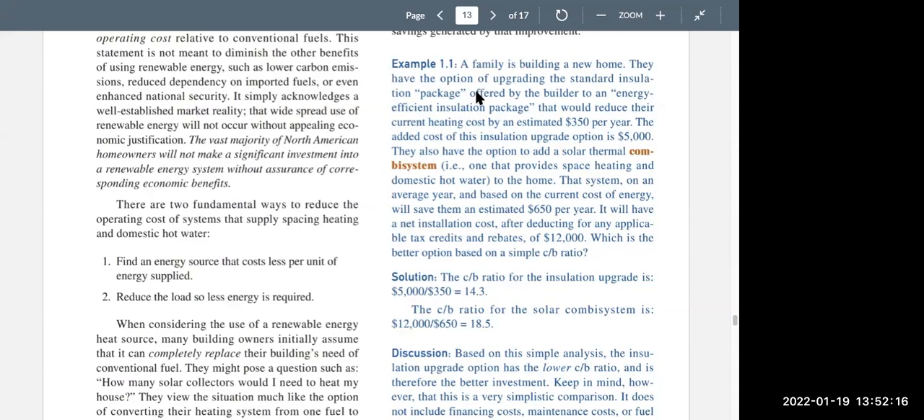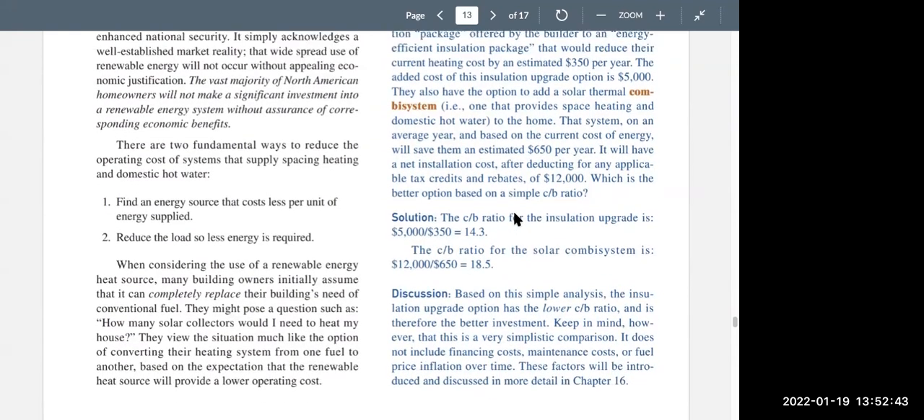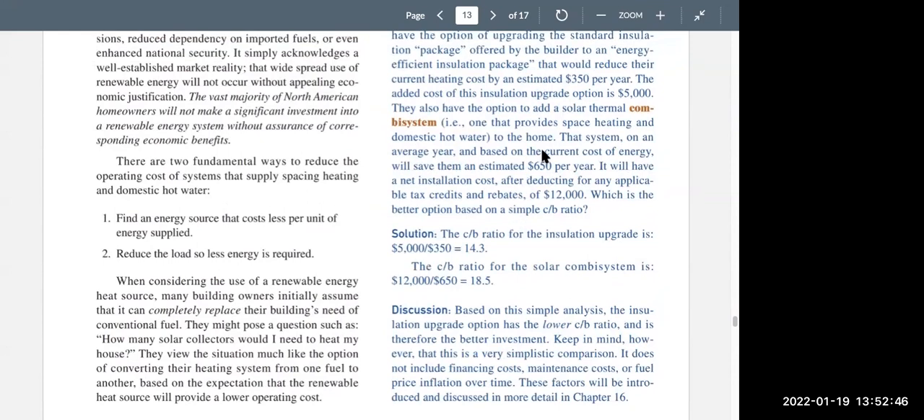They also have the option of doing solar thermal. That system would save them $650 a year, which sounds better, but its net cost would be $12,000. So those prices can change. That's a pretty expensive solar thermal system, but we don't really know. So all you have to do to get your cost benefit ratio is determine how much your estimated savings would be, which is not easy to do, versus how much it costs.